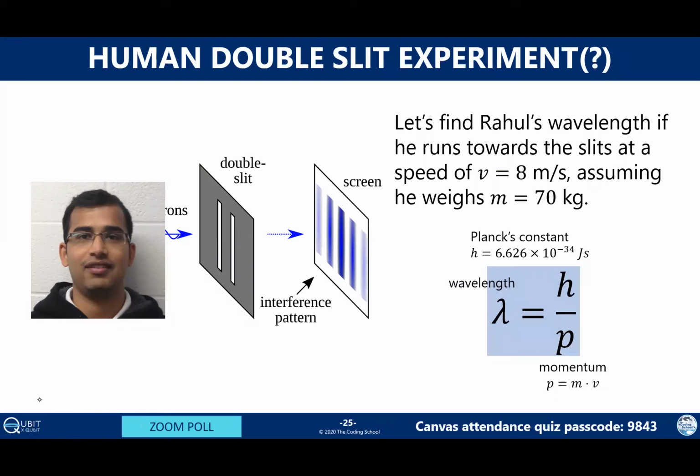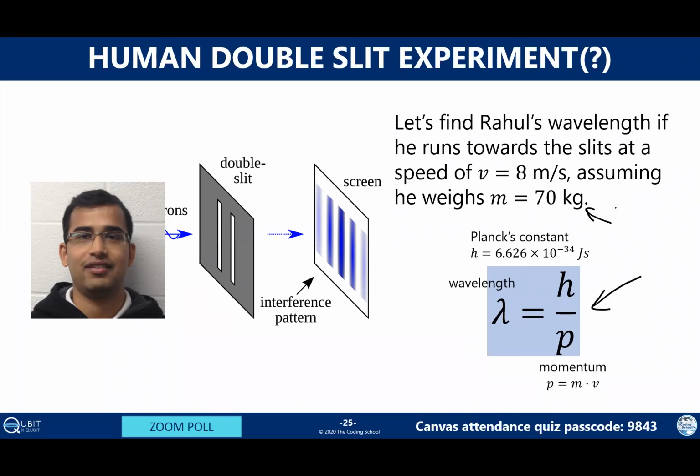Now, the first step here, before we can use the formula for S, is to get Rahul's wavelength. As a reminder, we're going to use the de Broglie wavelength equation, where we have Planck's constant on the top and momentum at the bottom. So we're going to get Rahul to sprint really fast, 8 meters per second. That's pretty quick. He's going to sprint really fast at the double slit. Suppose that Rahul weighs 70 kilograms. He's running at 8 meters per second. The question now is, what's his wavelength?